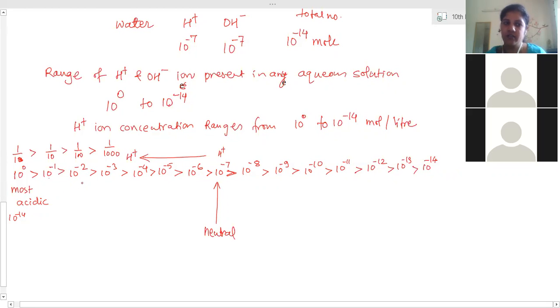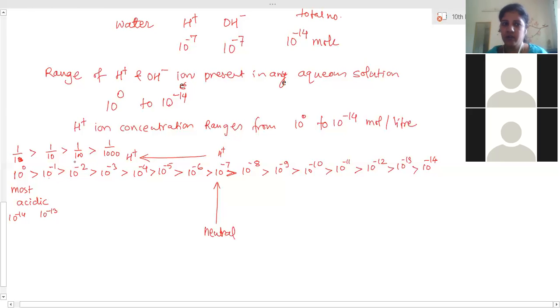That means this solution is acidic. In this case, if H plus ion concentration is 10 to the power minus 1, what is the OH minus ion concentration? 10 to the power minus 13. Which one is greater? 10 to the power minus 1. That means this is an acidic solution.